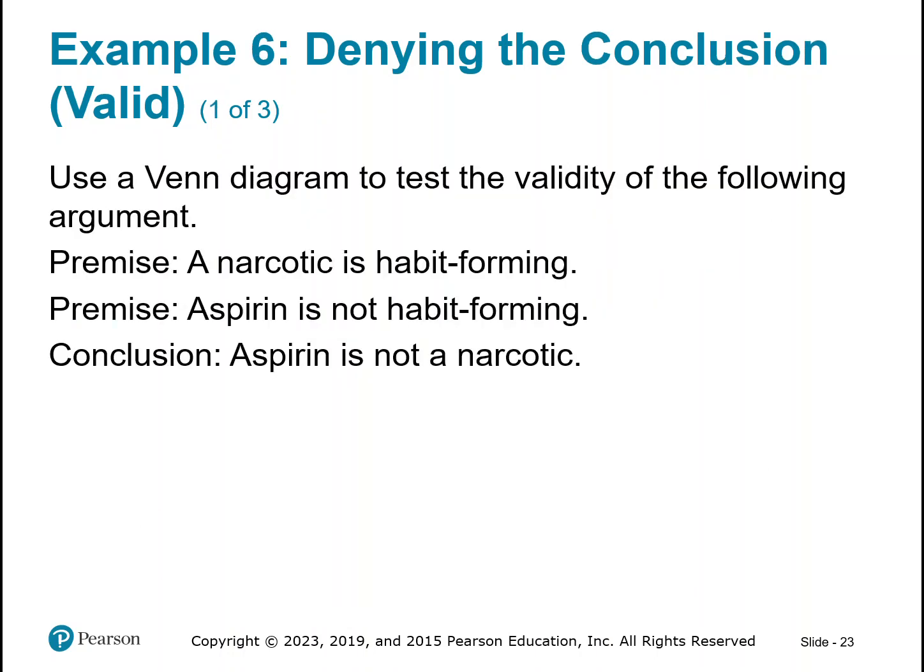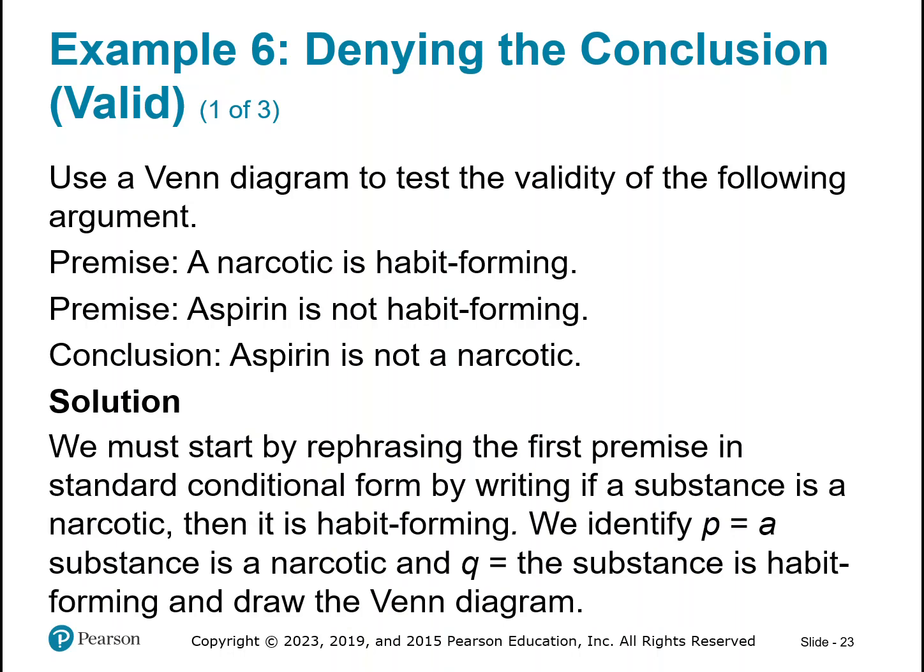And denying the conclusion. So use a Venn diagram to test validity of the following argument. A narcotic is habit forming. Aspirin is not habit forming. Conclusion: aspirin is not a narcotic. All right, so this is not the conclusion. We start by rephrasing the first premise in the standard conditional form by writing, if a substance is a narcotic, then it is habit forming.